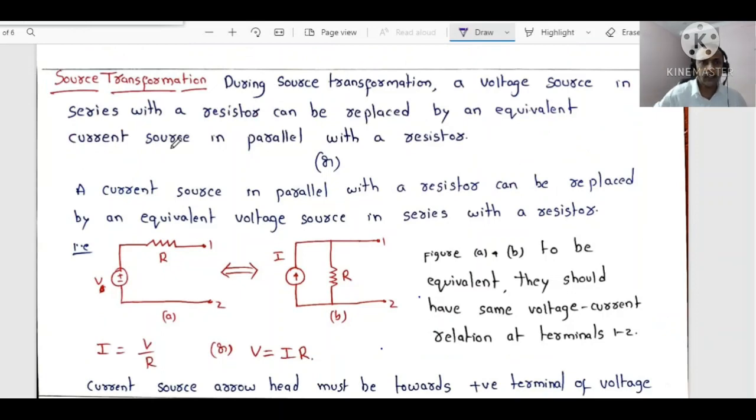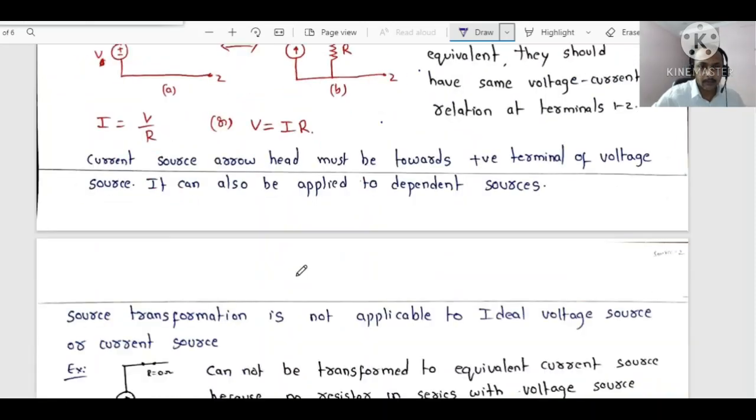Today in this video we are going to discuss source transformation, which is a very important topic while solving problems. By the time we complete this video, you are going to learn what the different techniques to be applied are. For example, when a voltage source is in series with a resistor, how we can simplify that, and also if there is a current source in parallel with a resistor, how to simplify that, we will see in this topic.